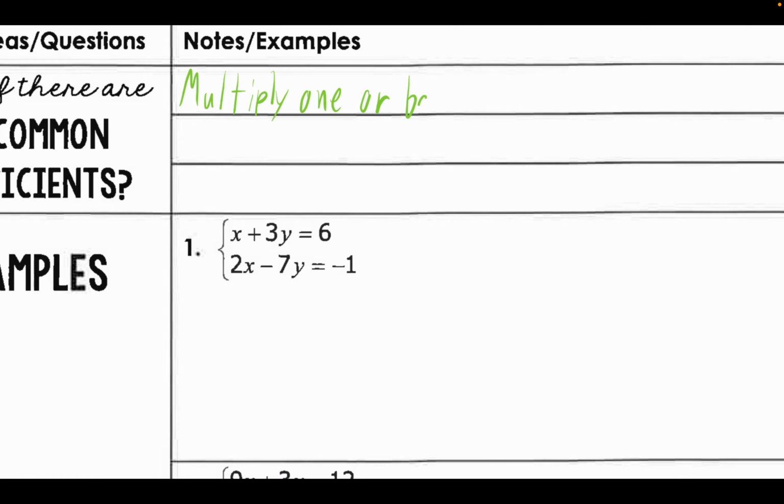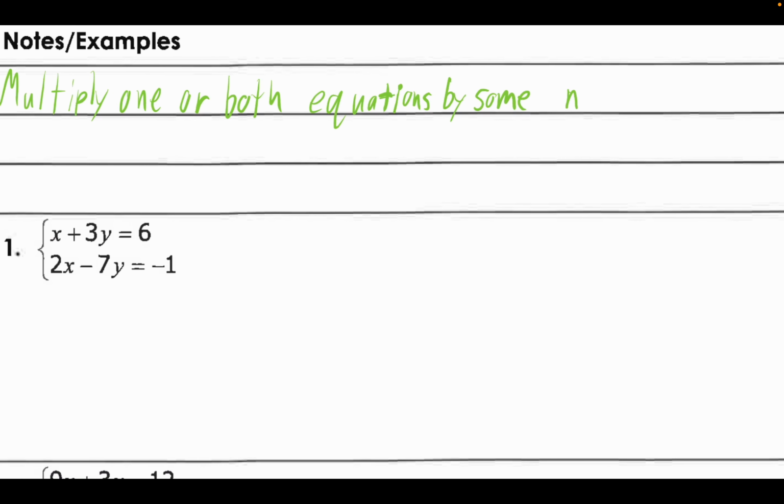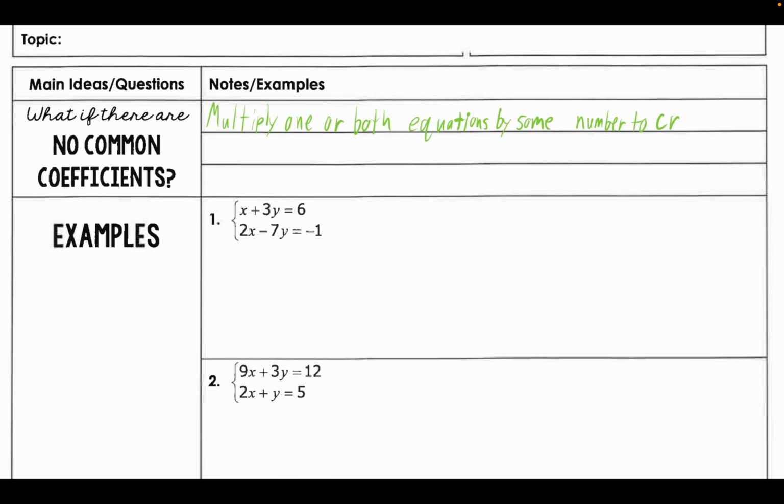So what do? Well, what you're going to have to do is you're going to have to multiply 1 or both equations by some number to create opposite coefficients.